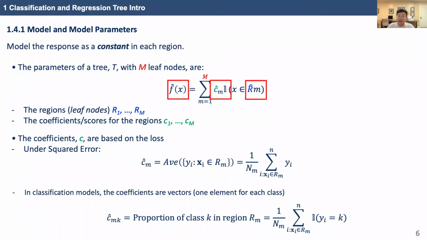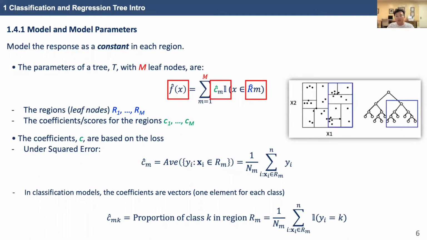On the other hand, in classification models, the coefficients are vectors. K here indicates a different class or label. For this example data, we can calculate the C under bar M by calculating the mean of Y that falls into these red regions. And for the classification model, the coefficients for class 1 and 2 are 0.5 and 0.5 respectively, because the probability of having class 1 and class 2 in this region is 50% and 50%.